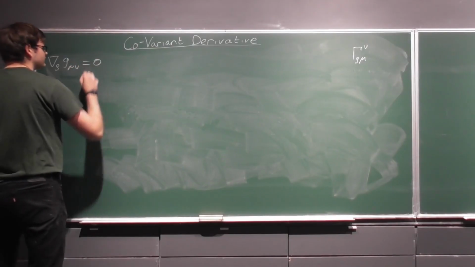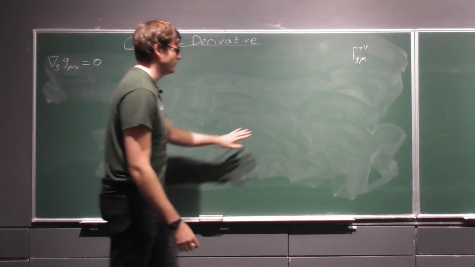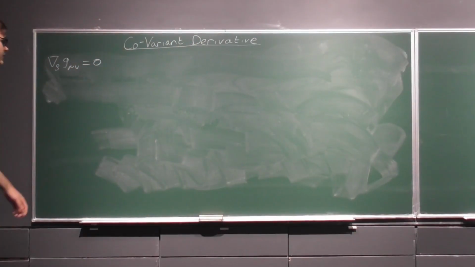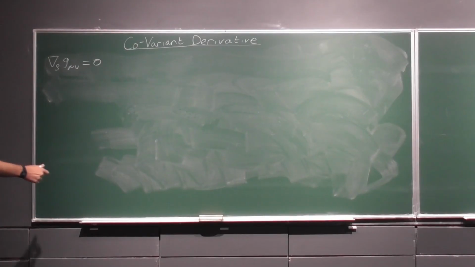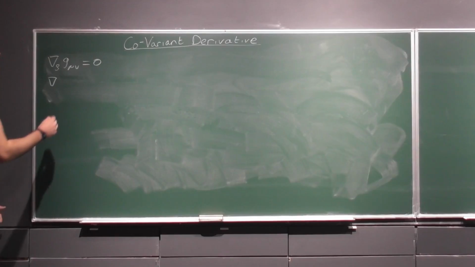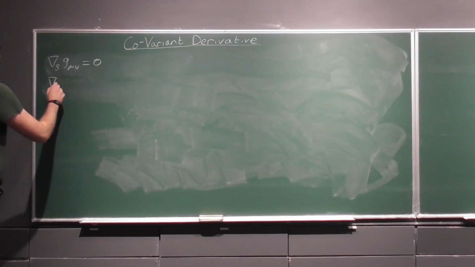This will be enough to determine our Christoffel symbols, which in turn give us our covariant derivative. Let's see if we can find this. If this is true, it will also be true if I flip these indices around. Now I need to make this cyclic, because the metric tensor is symmetric, so swapping these doesn't do anything. I need to shuffle them along.